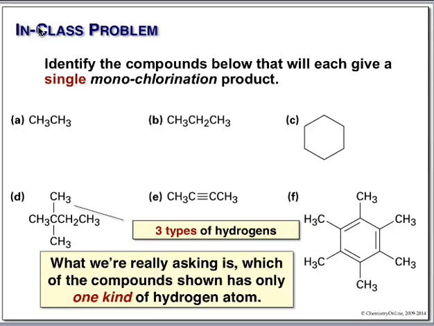If we put a chlorine on here, we would get chloroethane, period. Doesn't matter where it goes. All of those are therefore identical. Chlorocyclohexane. They would all be identical. However, with this guy, we would get one chloropropane and two chloropropane. Two different products, two different types of hydrogens. Here we would get one, two, three different products, three types of hydrogens.